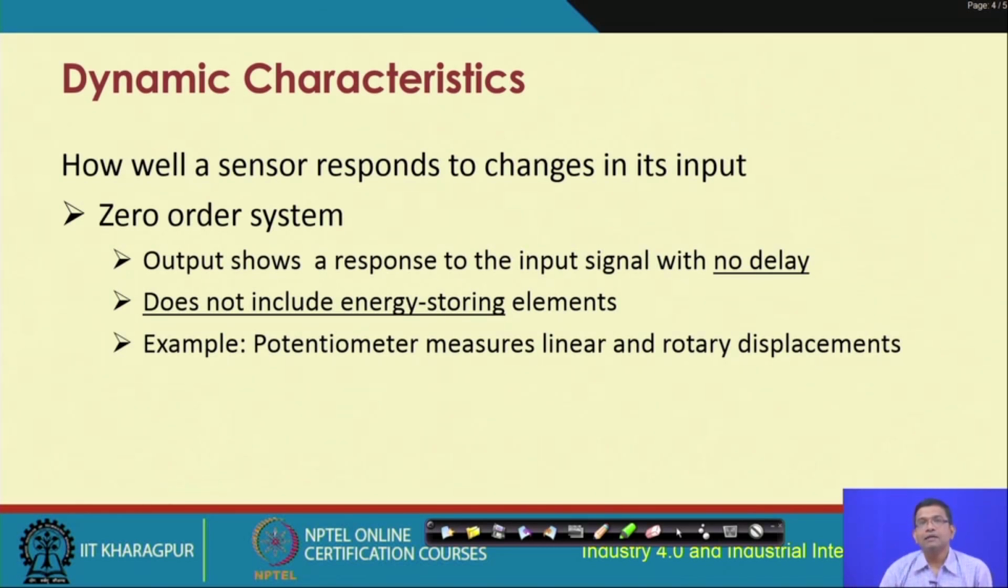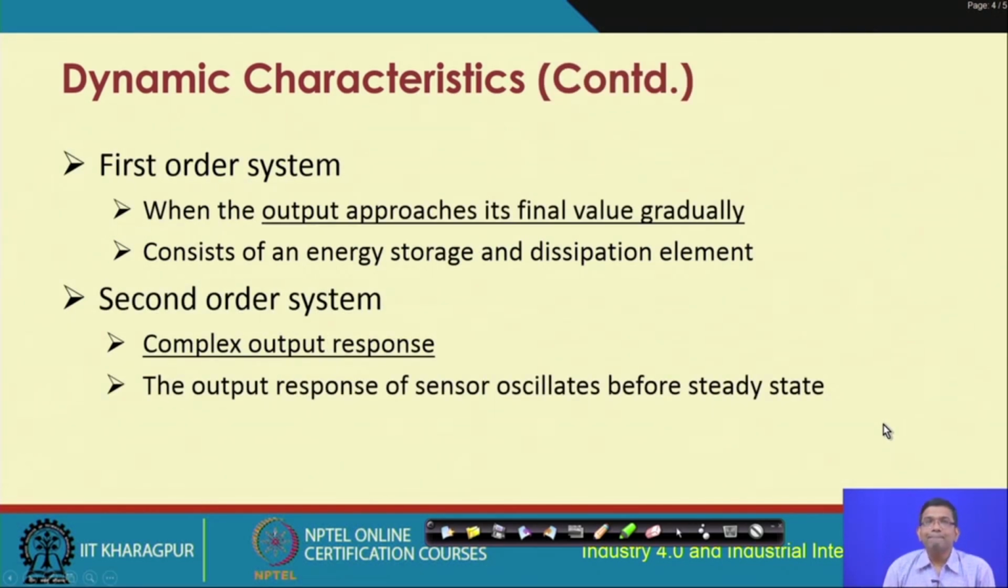So, you have different things like the zero order system, which is basically a system where the output shows a response to the input signal with no delay. And these zero order systems do not include energy storing requirements. So, basically a potentiometer, for instance, measures linear and rotary displacements, right. So, this is an example of a zero order system. First order systems are when the output approaches its final value gradually. This is first order. Gradually is very key to the first order system. And these systems will have some kind of mechanism for energy storage and dissipation, both, right.